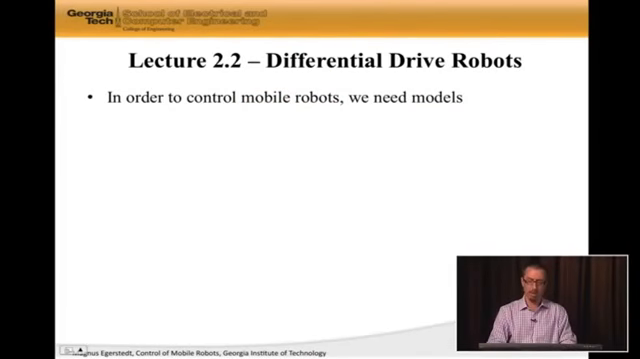In order to design behaviors or controllers for robots, we inevitably need models of how the robots actually behave. And we're going to start with one of the most common models out there, which is the model of a differential drive mobile robot. A differential drive wheeled mobile robot has two wheels, and the wheels can turn at different rates. And by turning the wheels at different rates, you can make the robot move around. So this is the robot we're going to start with.